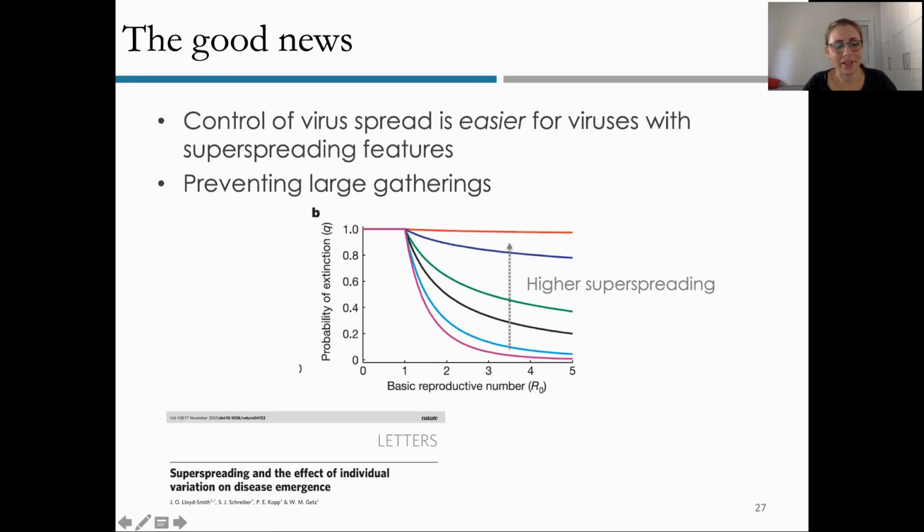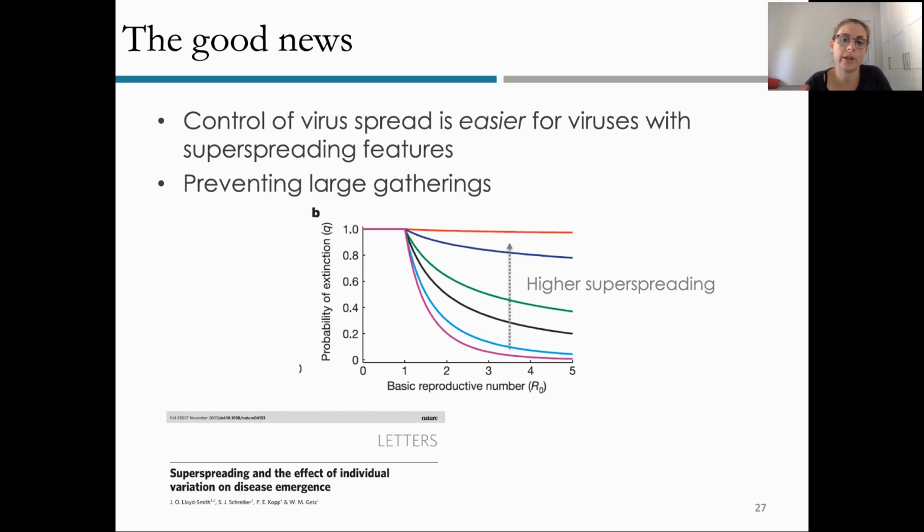And I'd actually like to end with perhaps the good news, okay? Control of virus spread, this has been shown in 2005 and subsequent papers, is easier for viruses with super spreading features. The intuition is that if we prevent large gatherings, we can prevent a lot of the virus spread, right? It's hard to actually find the individuals that are super spreaders because we have no idea how to find them. But what we can prevent is them exerting their potential to super spread.